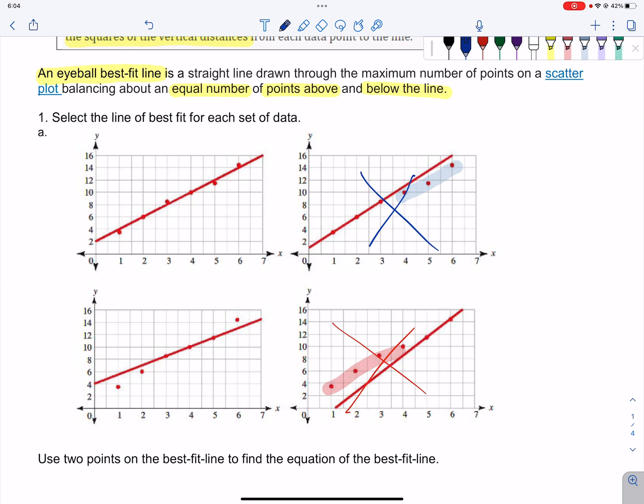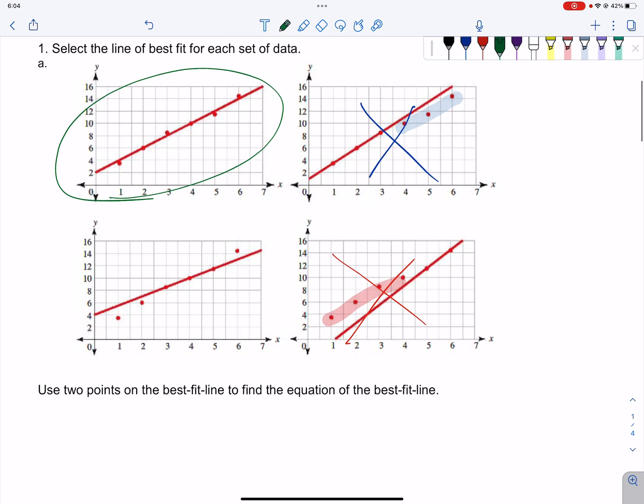And then we're left with the 2 on the left side. They're both decently balanced for points above and below, but we can clearly see that the top left option has the points much closer to the line than the bottom left option. So I would say the one for the top left is our best fit for this set of data.